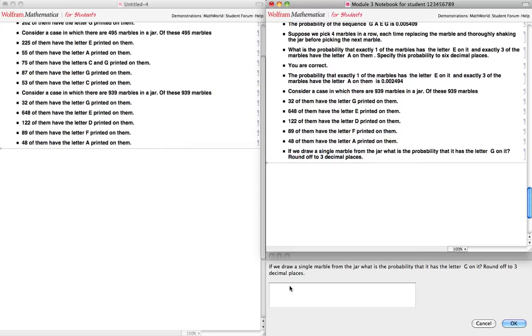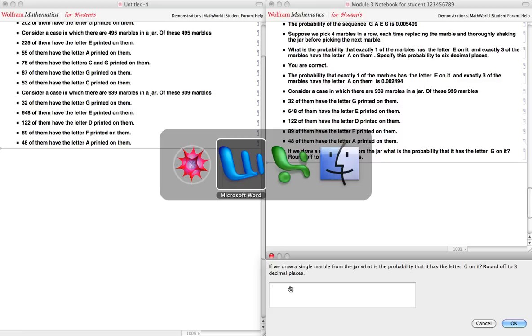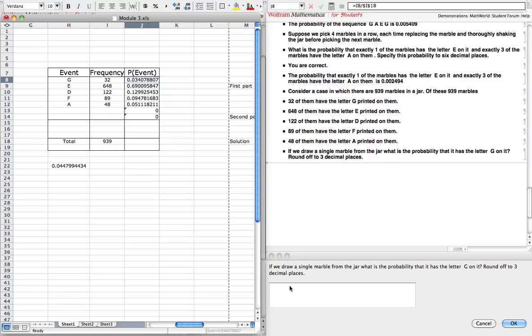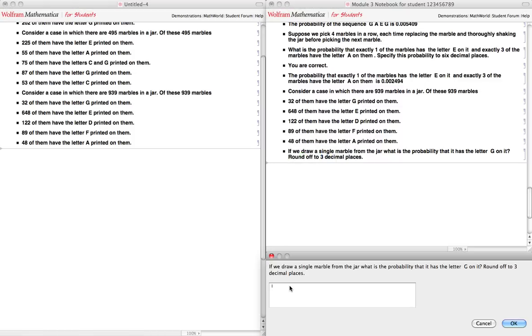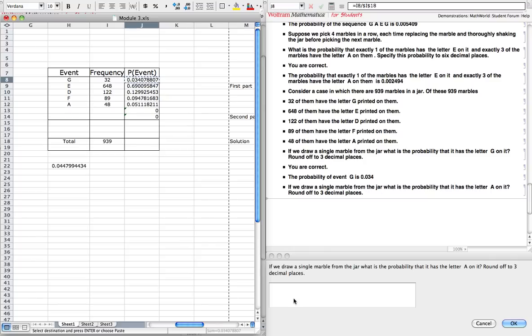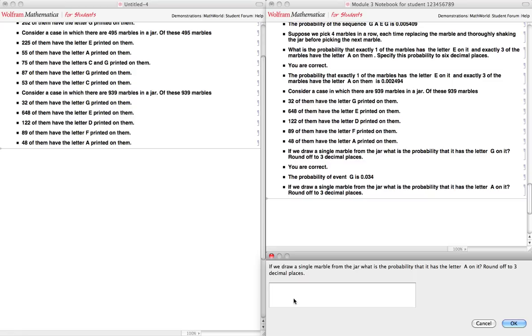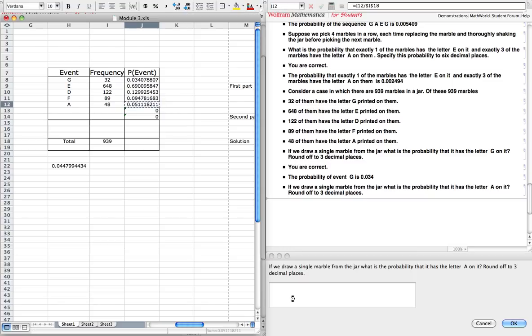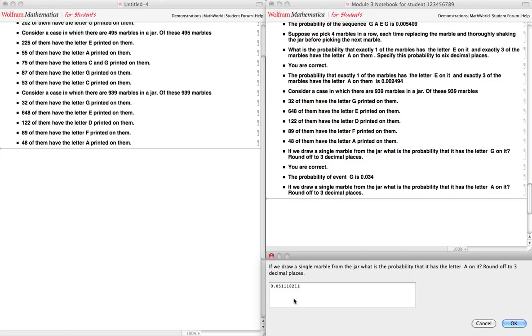Alright, so the first question is, draw a single marble. What is the probability that it has the letter G on it? I've already computed this. It wants it rounded off to 3 decimal places, so 0.034. The next is about the probability of a marble with the letter A on it. Again, Excel has done this for me, so that's fairly straightforward. Just cut and paste.